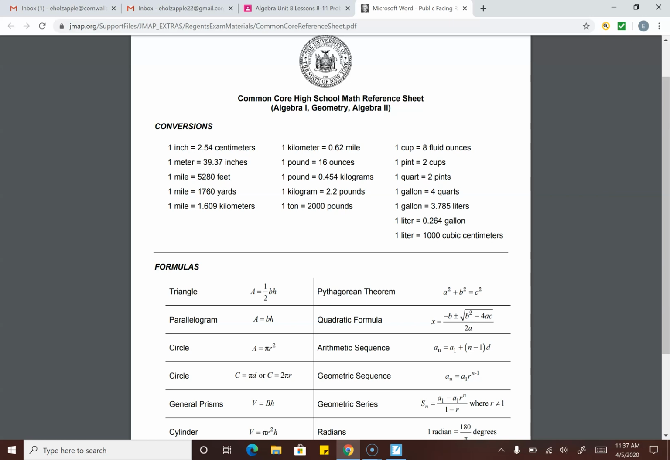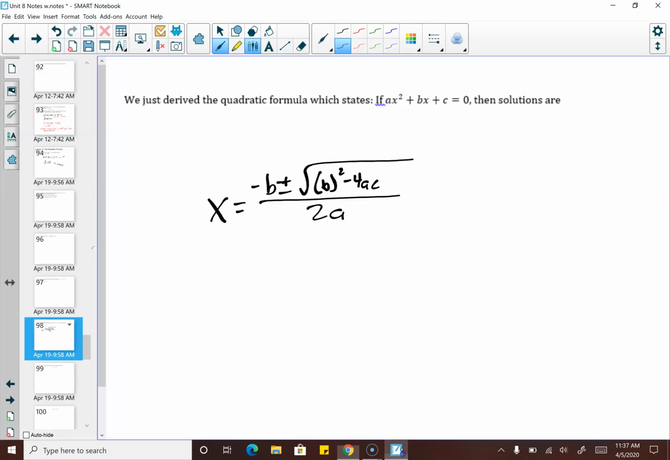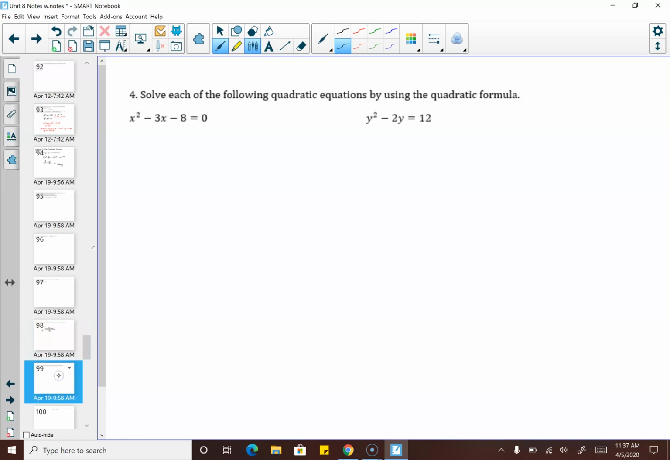So on the Regents, you'll have it. Any quiz or tests, you're going to have that in front of you. So you don't have to worry about memorizing it. You just have to worry about how to use it. And using it also looks much more challenging than it actually is.